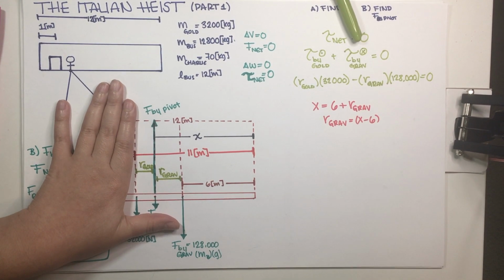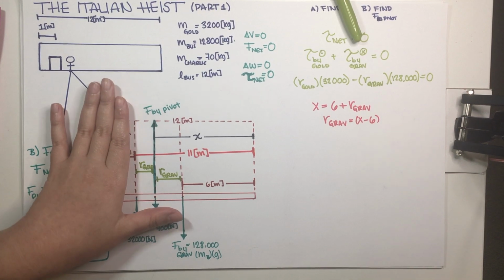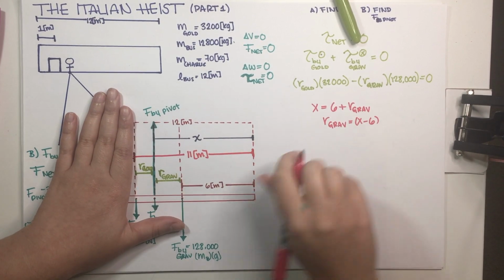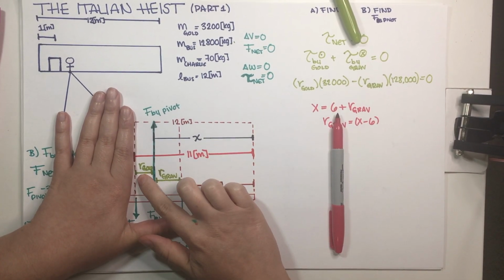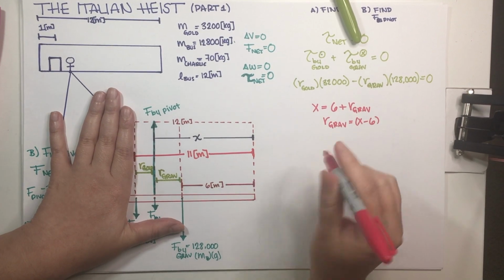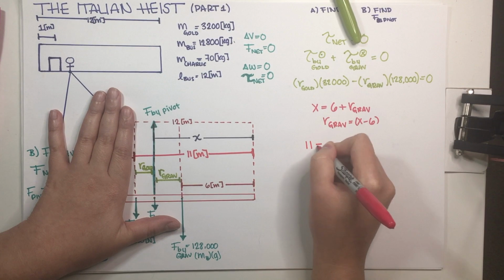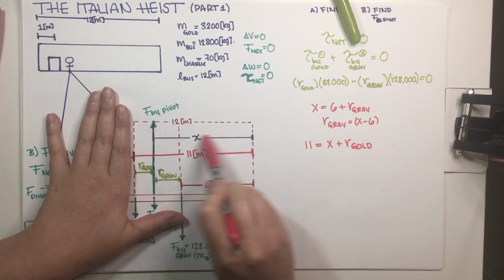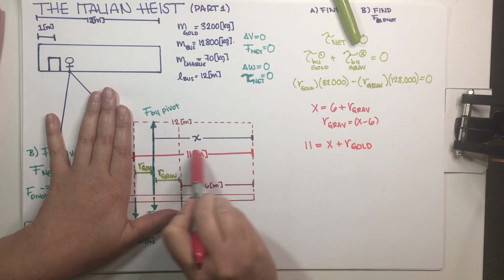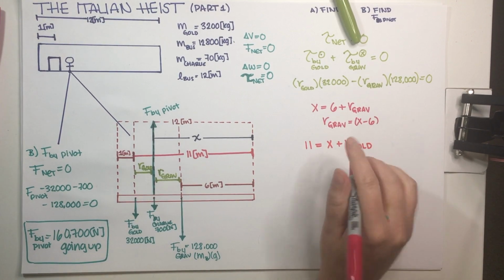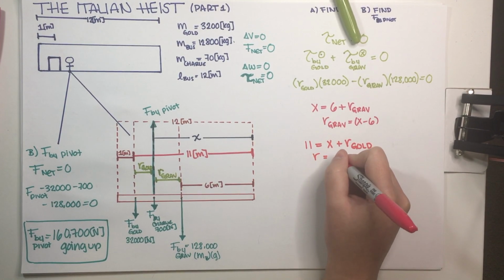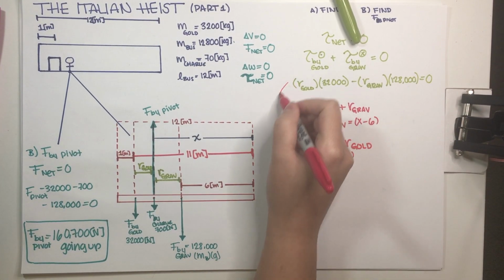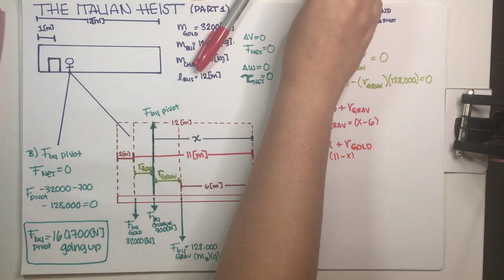And we can pretty much use the exact same logic, except that now 11, which is this total distance, is equal to r gold plus x. So I'm just going to write that. So 11 is equal to x plus r gold. If you have x and you add r, then you're going to get this 11 meters. So I'm just going to solve for my r. So r is equal to 11 minus x. Beautiful. So now I'm just going to copy that onto this equation.